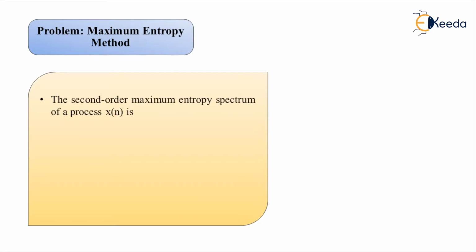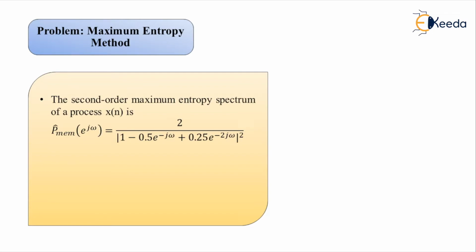Here we can start with our topic, titled problem maximum entropy method. The problem statement is provided to us. The second order maximum entropy spectrum of the process x of n is given by capital P hat suffix MEM, as a function of e to the power j omega, equal to 2 divided by the mod square of 1 minus 0.5 times e to the power minus j omega plus 0.25 times e to the power minus 2j omega.